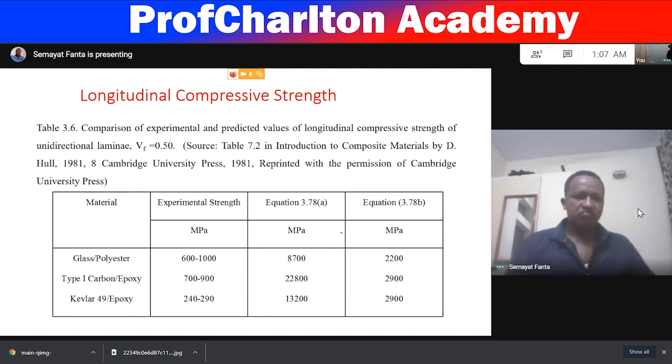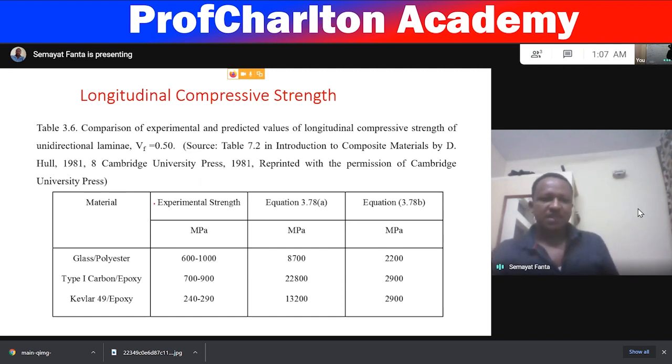So this table gives some experimental values for longitudinal compressive strains of some particular materials. For glass polyester, where glass is the fiber and polyester is the matrix, typical carbon epoxy, and Kevlar epoxy, three materials. So these are the experimental strains, the strains from the current analysis equation, and also from other equations.